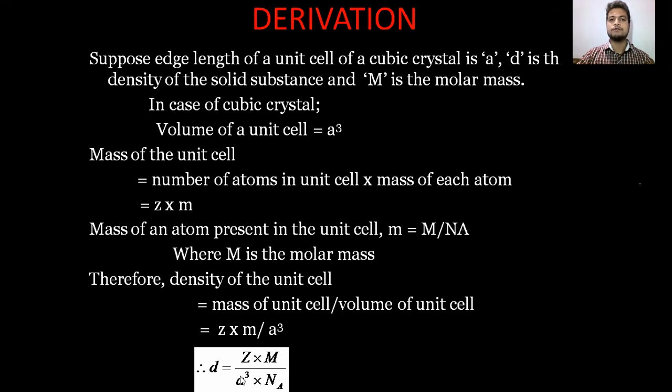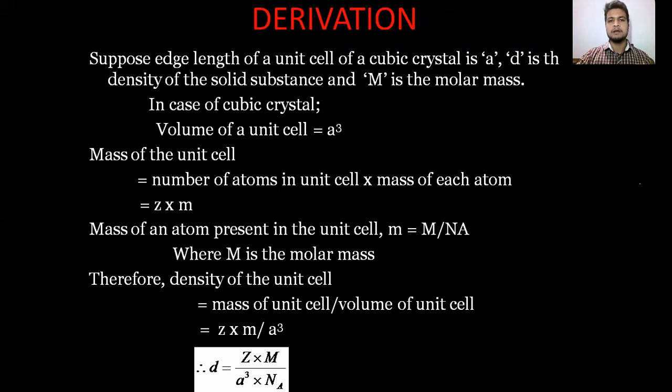So what is the expression for the density of a cubic crystal? The density of a cubic crystal is Z into M by A cube into Na, where Z is the number of atoms per unit cell in a particular unit cell. That will vary. If you are taking a simple cubic unit cell, it will be 1. For a body centered cubic unit cell, it will be 2. For a face centered cubic unit cell, it will be 4.